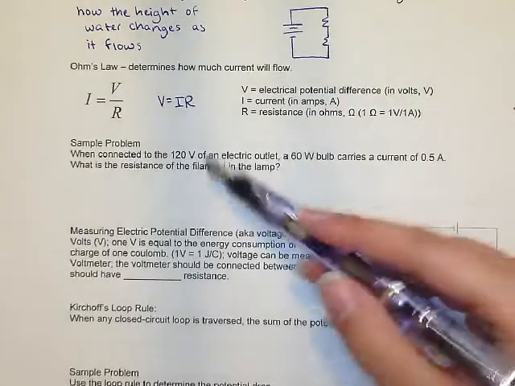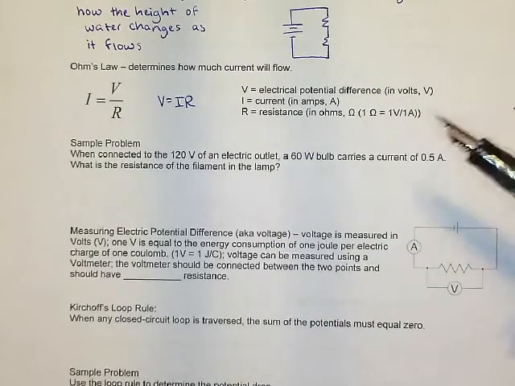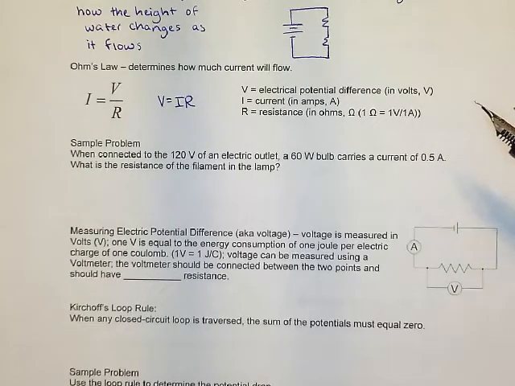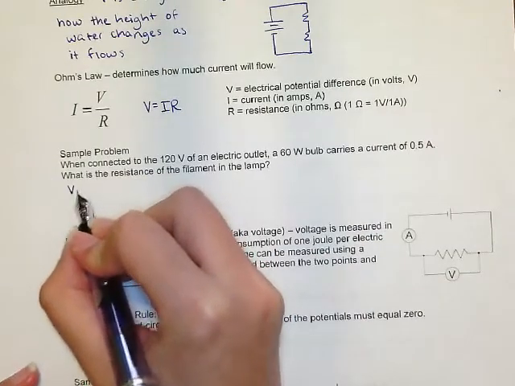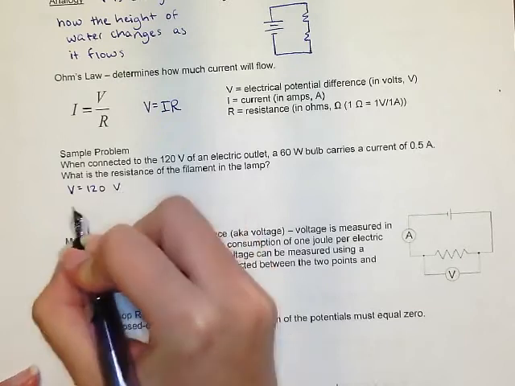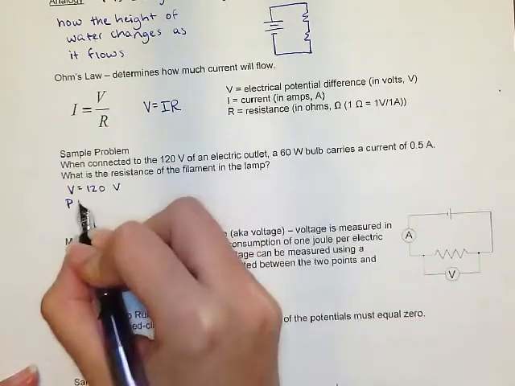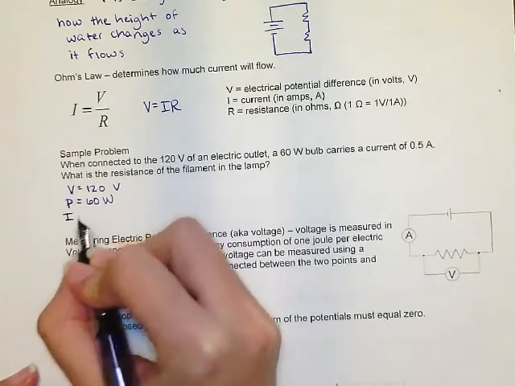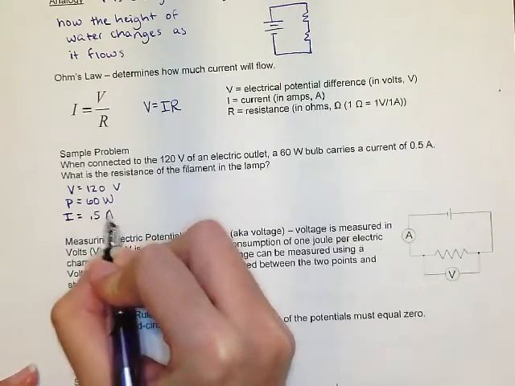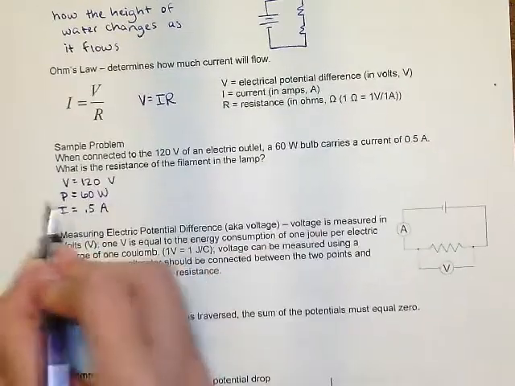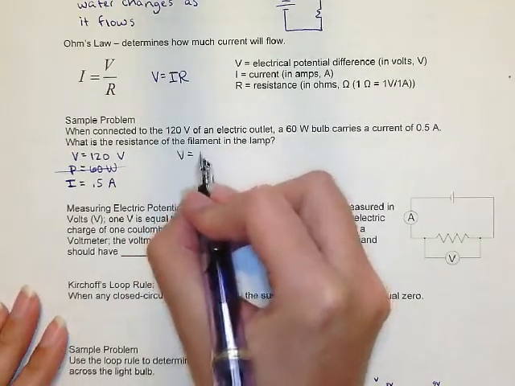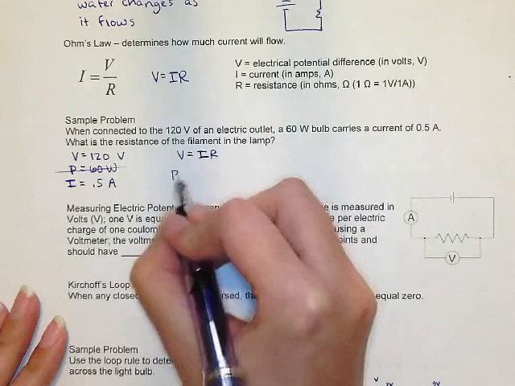Here we have a 120 volt electrical outlet. You have a 60 watt light bulb that is carrying a current of 0.5 amps. What is the resistance in the filament of the lamp? So the voltage is 120 volts. What is measured in watts again? Oh, right, its power is 60 watts. And then the current is 0.5 amps. We actually don't need to do anything with power at the moment. We just get to use Ohm's law.